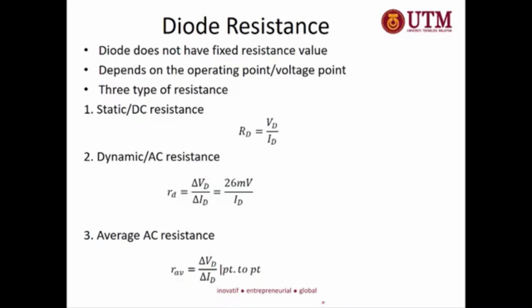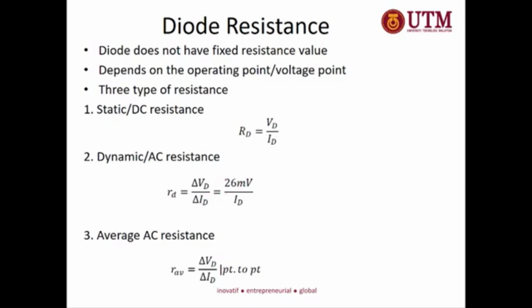The second type of resistance is the dynamic AC resistance. AC resistance means that we need to have a difference. We have a delta VD over delta ID.